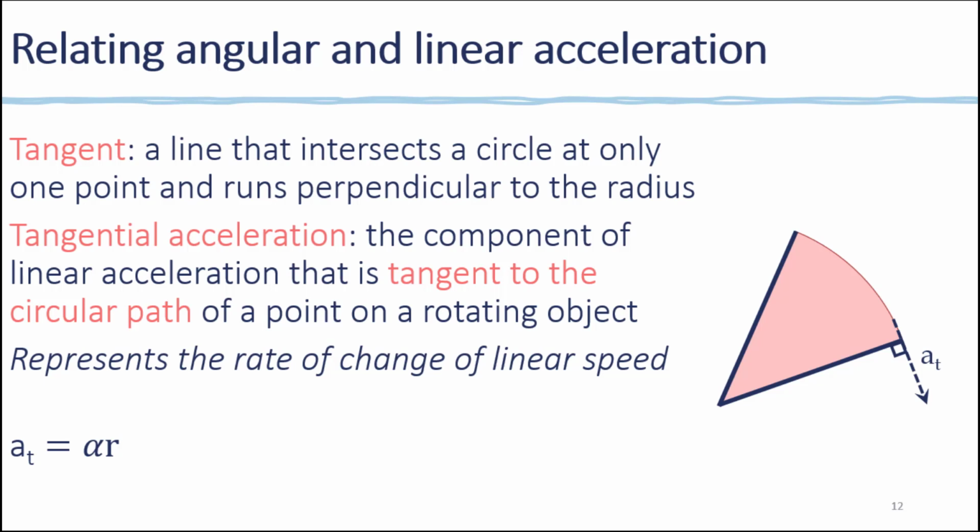Remember that a line is tangent to a circle if the line intersects the circle at just one point. So in this case, this line here only intersects this circle at this specific point here. The component of linear acceleration that's tangent to the circular path of a point on a rotating object is called the tangential acceleration of that point. So tangential acceleration is related to the angular acceleration of an object like this. A point on a rotating object undergoes a linear acceleration that's tangent to its rotational path and equal to the angular acceleration of the object times the radius. And that's this equation here. So tangential acceleration is equal to angular acceleration times the radius.